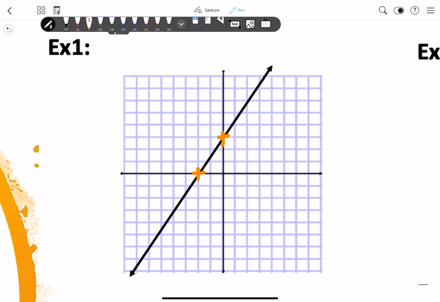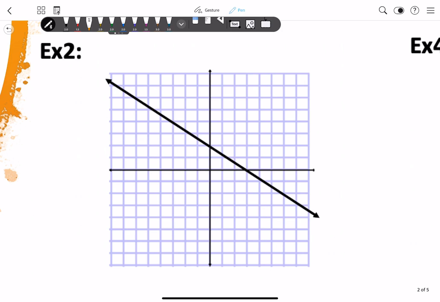So again, we're walking from left to right. So I went up 3 and always to the right, 2, which means my slope for this is going to be 3 over 2. And that's it.